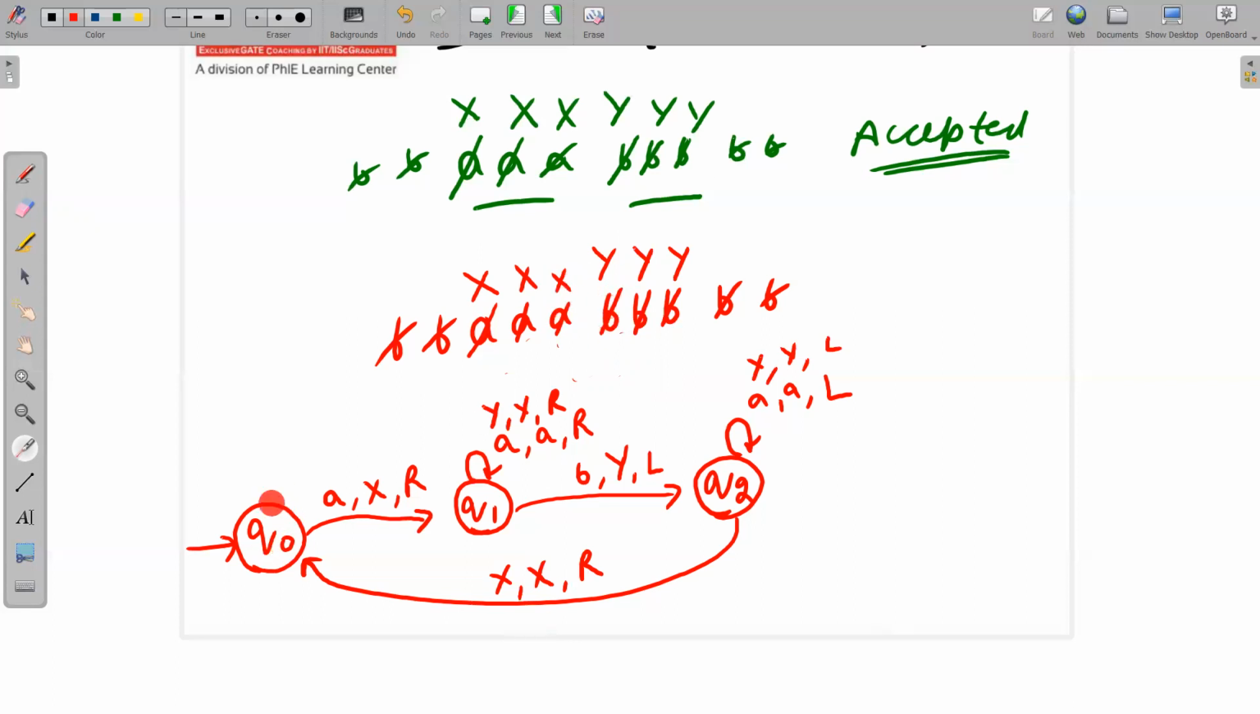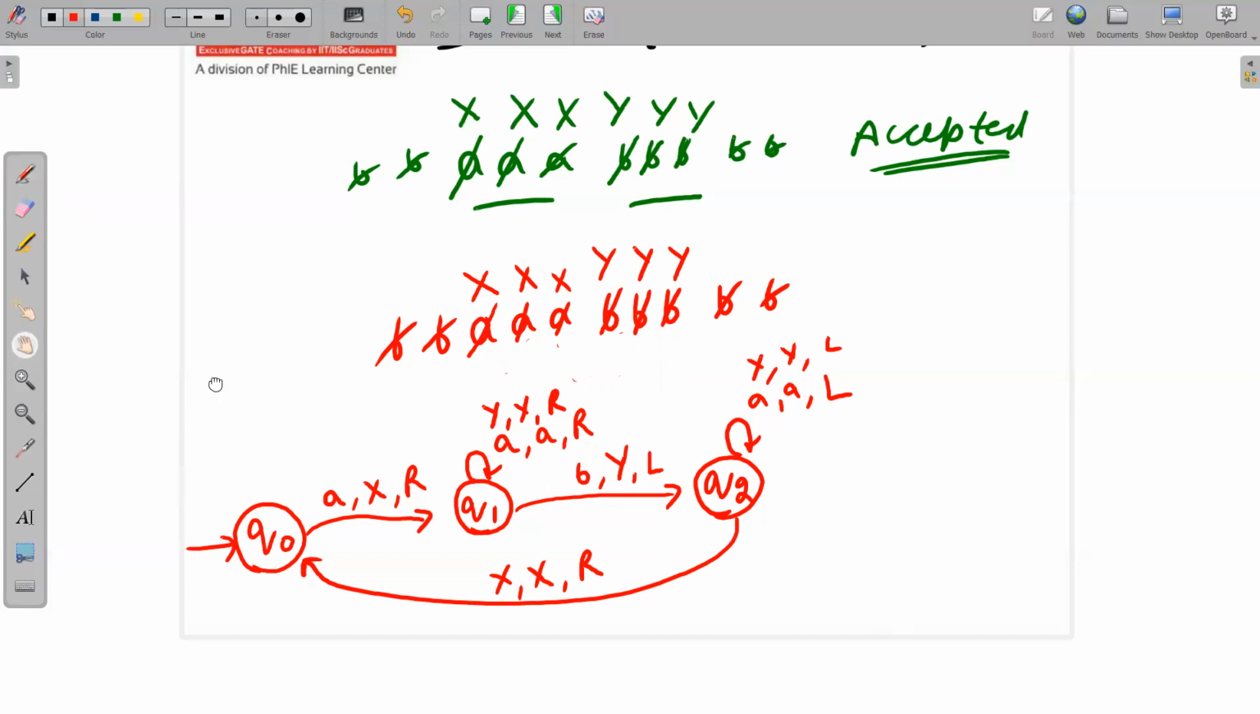So now see here carefully. Q0 has read the Y. Actually Q0 read the A before, but Q0 has read Y now. If Q0 has read Y, that means what? All the A's are now converted to X. Hence, now our main idea is that since all A's are over, here we should find only Y. We should not find any B. So now what should be the move?